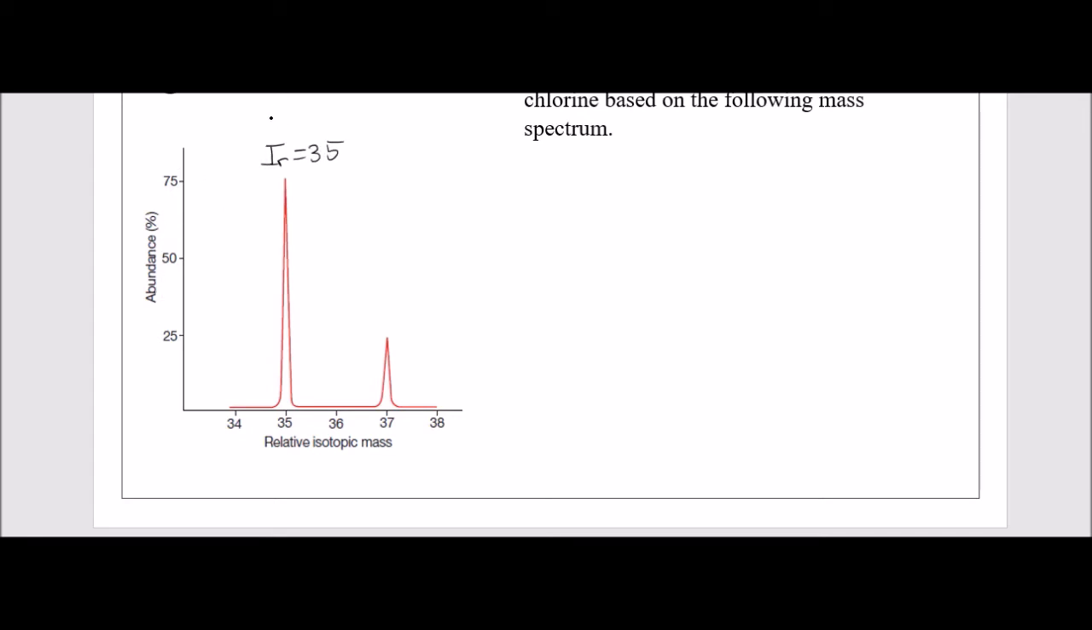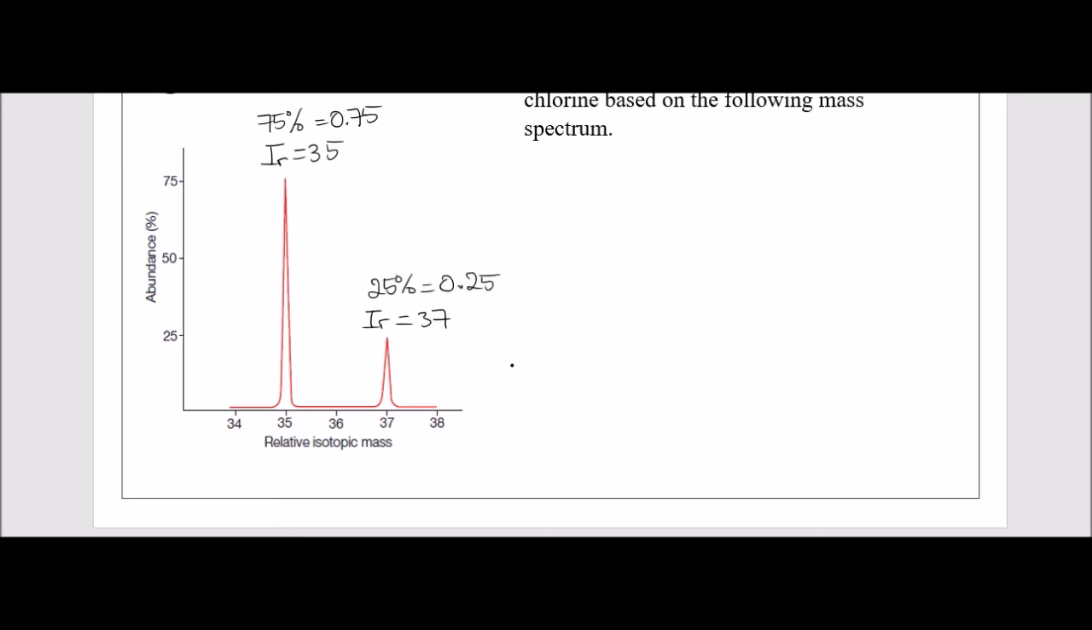And even the percentage abundance is very easy to see. You obviously can see that it is 75% abundance, or I'm just going to convert it to 0.75. It's easier to do the calculation later. And for the second one, the isotopic mass is 37, and obviously the abundance will be 25% or 0.25.